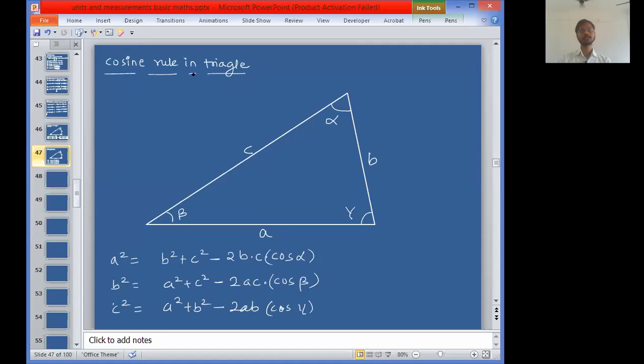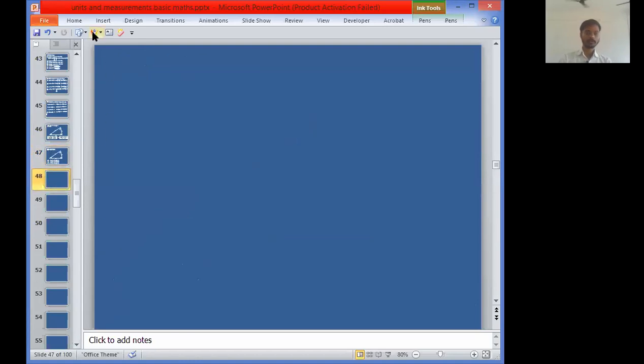Cosine rule in the triangle. Fine sir. Next point is, everyone concentrate once again. The next point is small angle approximation. Write down small angle approximation. If you have very small angles, but of course those small angles should be in radian. Okay, let me write once again.